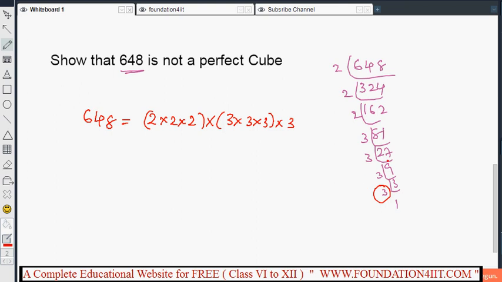So it's clearly 648 is not a perfect cube because there is an extra number. Everything should be like a triplet, so the same number should appear 3 times to say it is a perfect cube. Now 2 is 3 times, 3 is 3 times, and one extra 3, so 3 is 4 times, so clearly it is not a perfect cube. So it's not a perfect cube, we can write.